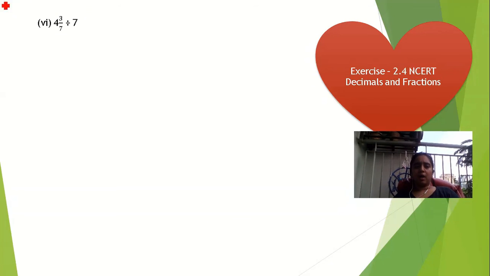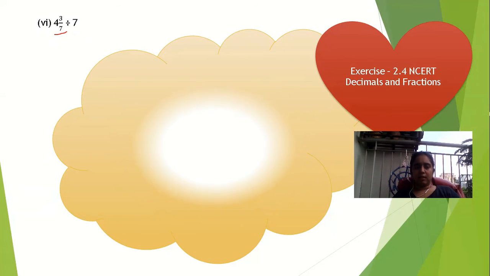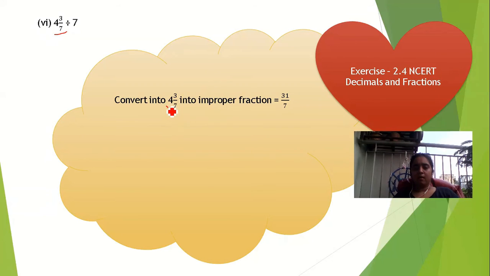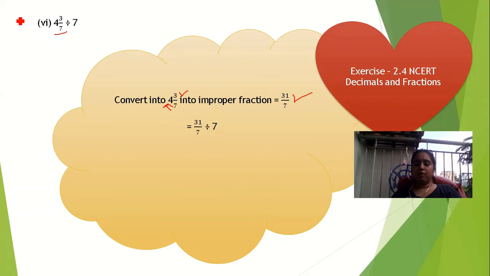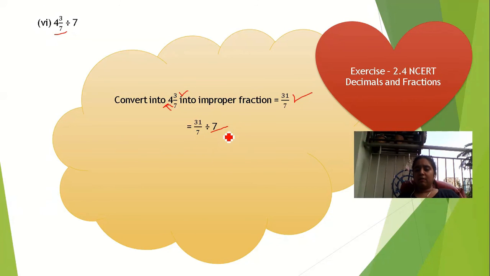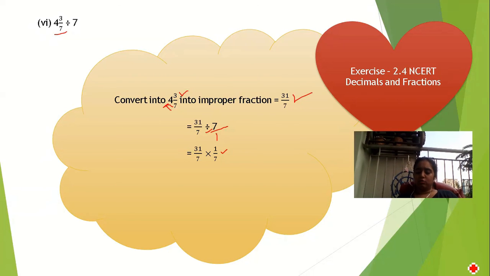So in the sixth part I have to convert this number into an improper fraction, that is 4 and 3 upon 7. So 7 fours are 28 and 28 plus 3 is 31. So the answer is 31 upon 7. Now I will divide 31 upon 7 by 7. So this 7 can be represented as 7 upon 1, and in the next step I will change this division into multiplication. So 31 upon 7 multiplied by, I have to do the reciprocal of this number, that is 7 upon 1 will change into 1 upon 7. So the answer would be 31 upon 49, that is 7 multiplied by 7 is 49 and 31 multiplied by 1 is 31.